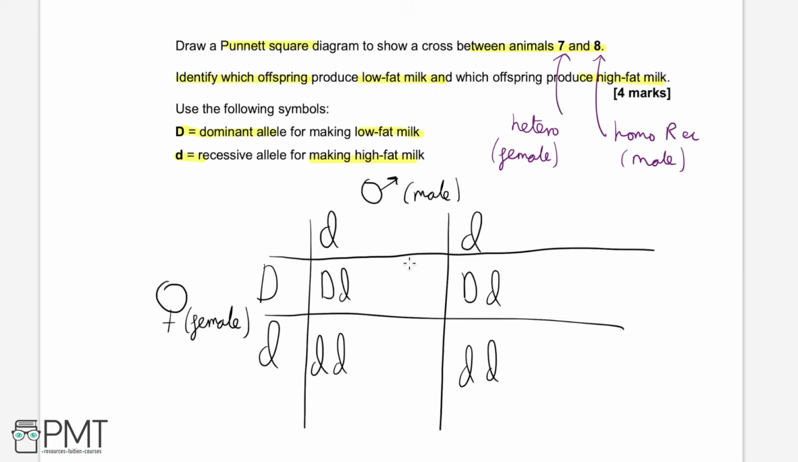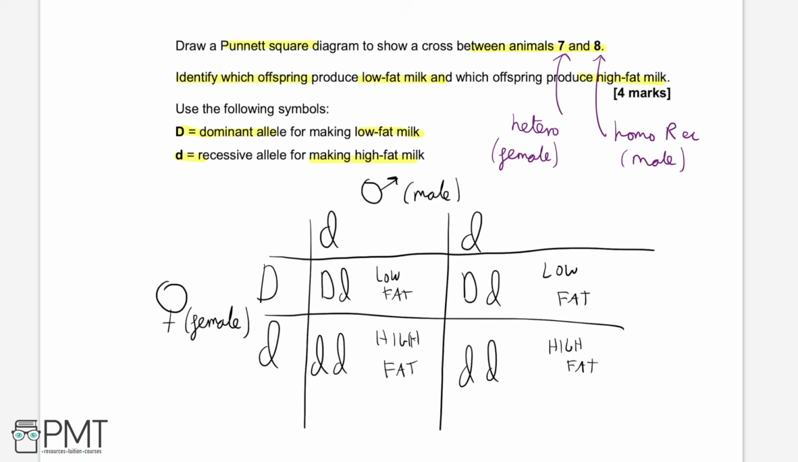Now we have to identify the phenotypes. Well, anything with at least one dominant allele, that is a capital D, will have a low-fat phenotype. So the top 2, the heterozygous individuals, have low fat, and the bottom 2 have high fat, since they have 2 recessive alleles. They're homozygous recessive, so express the high fat phenotype.